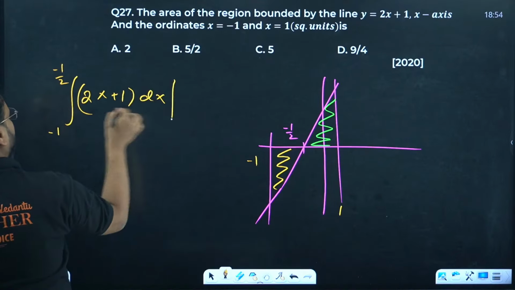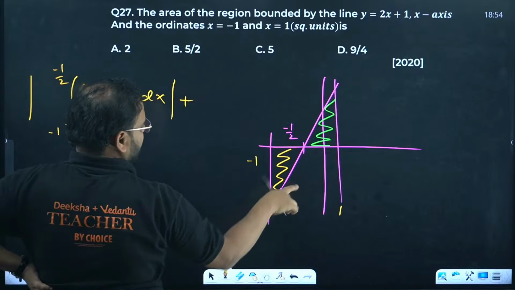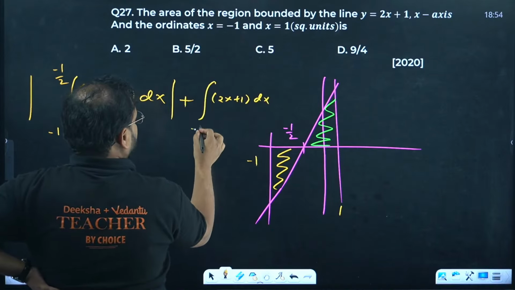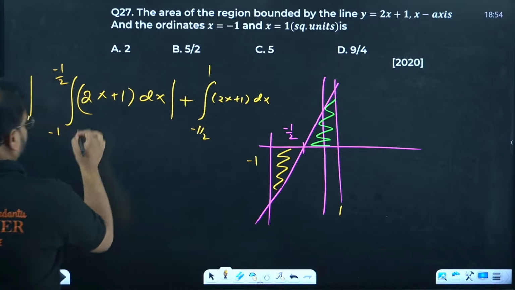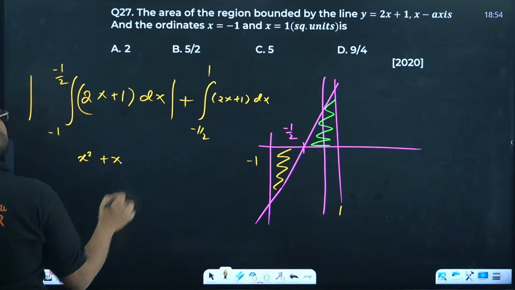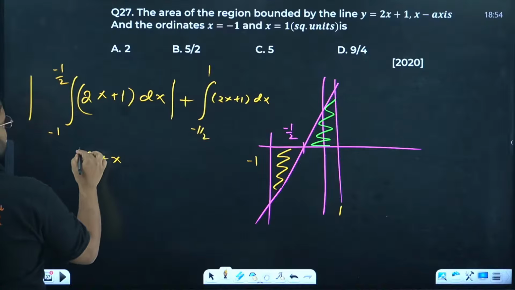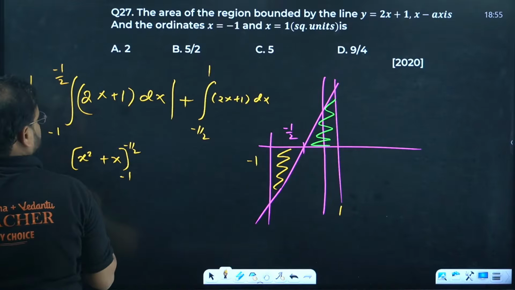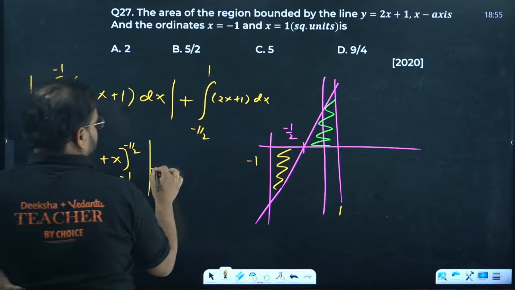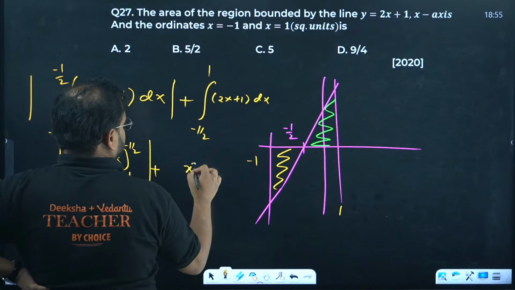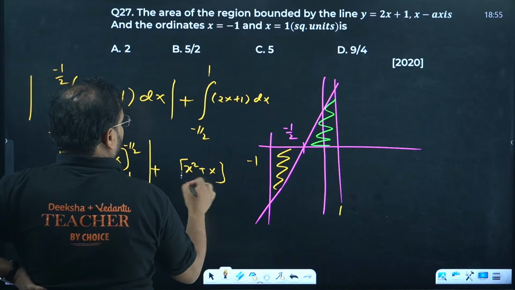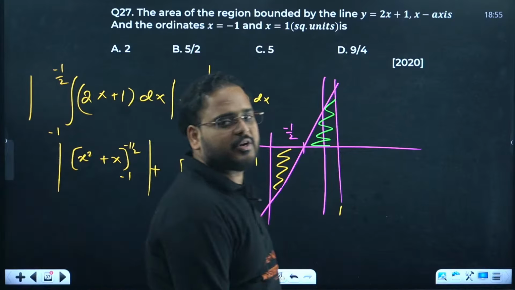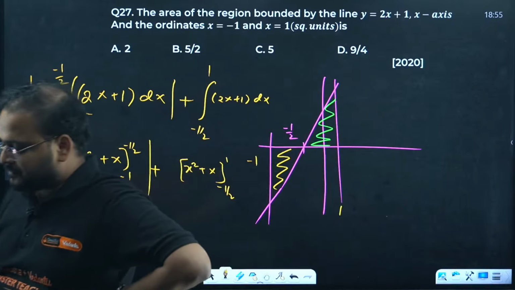This will be a negative value, so put a modulus over here, and plus integrate the other part, 2x plus 1 dx from where to where? Minus 1 by 2 to 1. This we know, x square plus x, because we'll have x square by 2, 2 cancels, and we're going from minus 1 to minus 1 by 2, again in the modulus, and this also same thing. I really expect you all will solve this. I want you to solve this calculation from your side. I'll give you a minute of time, but you only solve this answer.